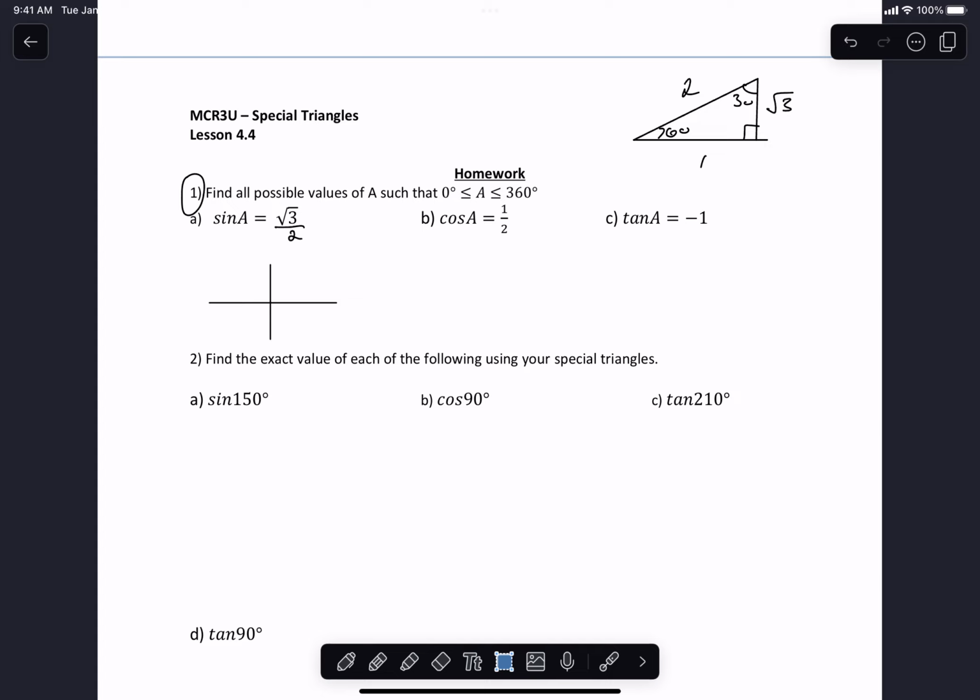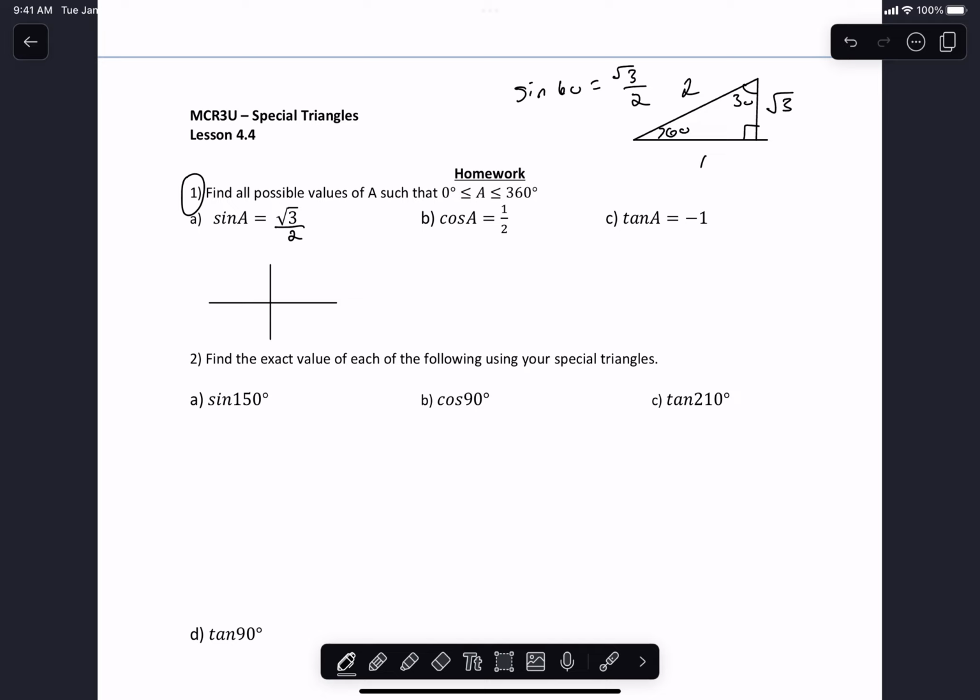So right off the bat, I can see here, and you tell me if I'm right or wrong. If I were to find the sine of 60, right, is equal to root 3 by 2. Does everyone agree?